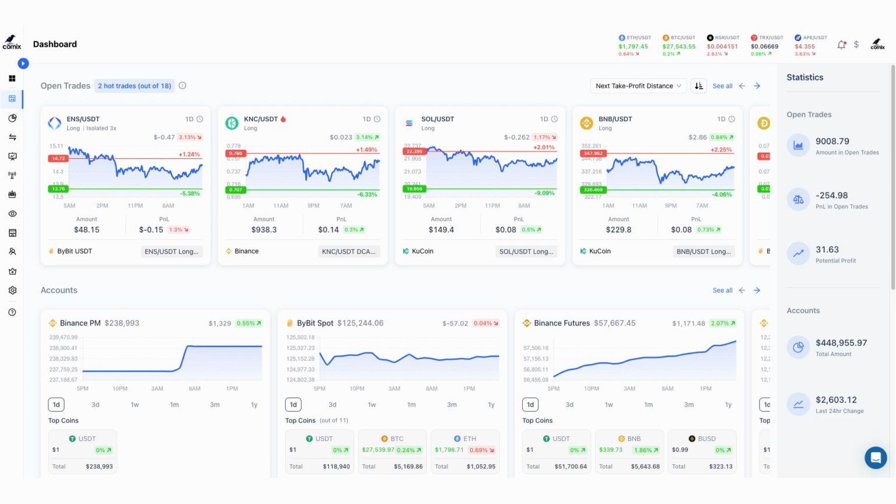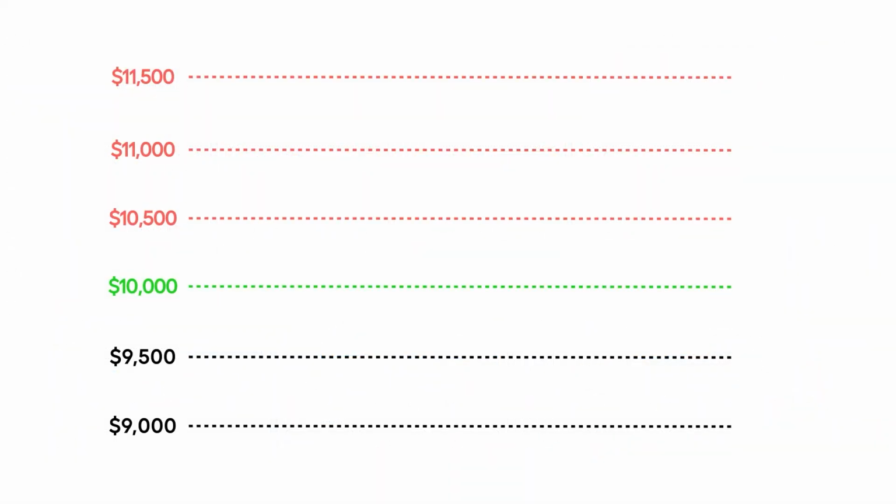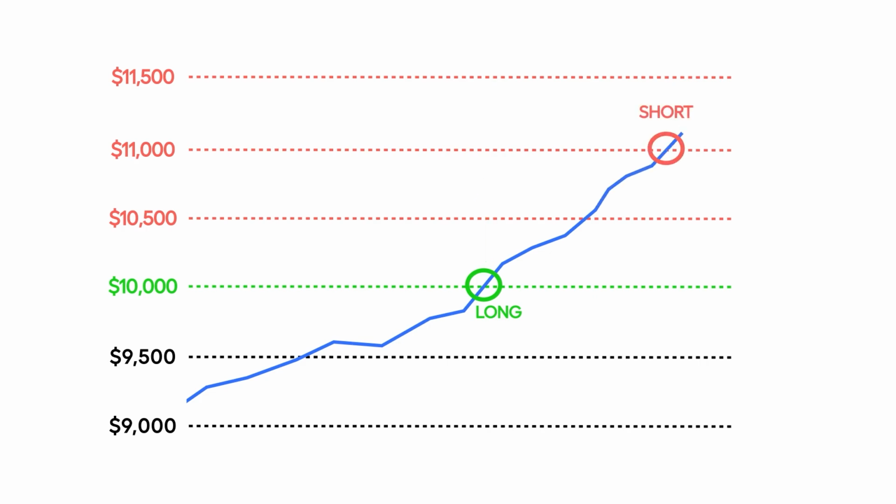Going long means that you expect the asset price to go up, while going short means you believe that the price will decline. Let's see a quick demonstration of how hedge mode can benefit us. In this example, let's assume that we believe that the price of Bitcoin is likely to rise and continue to increase in the long term, so we decide to open a long position by buying a BTC-USDT contract at a price of $10,000. However, after reaching $11,000, we anticipate that the price will decrease in the short term.